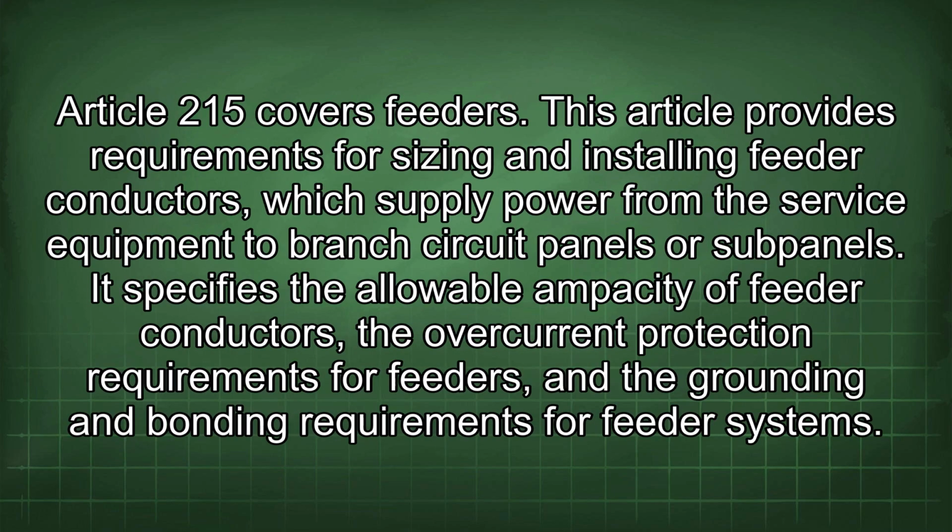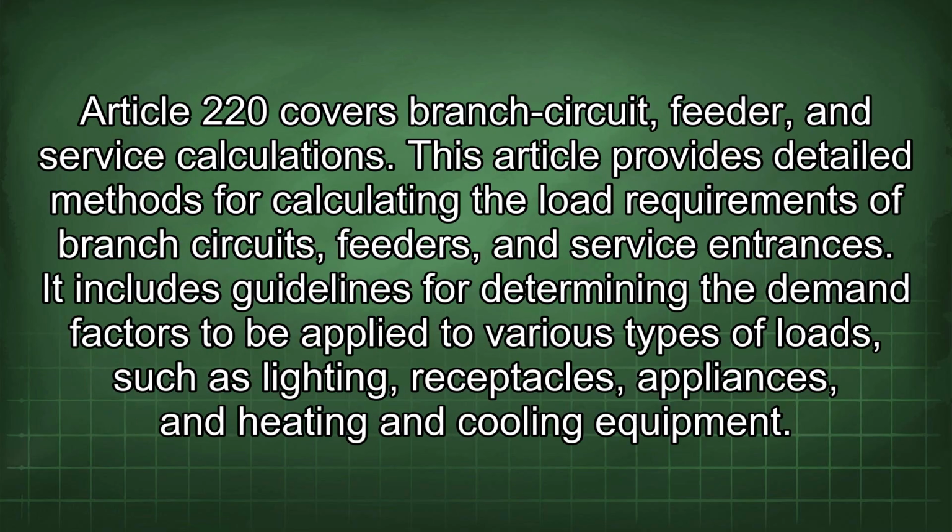Article 215 covers feeders. This article provides requirements for sizing and installing feeder conductors, which supply power from the service equipment to branch circuit panels or subpanels. It specifies the allowable ampacity of feeder conductors, the overcurrent protection requirements for feeders, and the grounding and bonding requirements for feeder systems. Article 220 covers branch circuit, feeder, and service calculations.